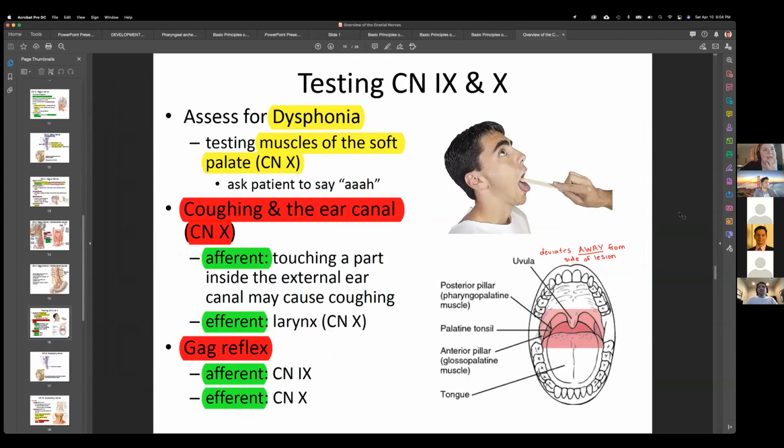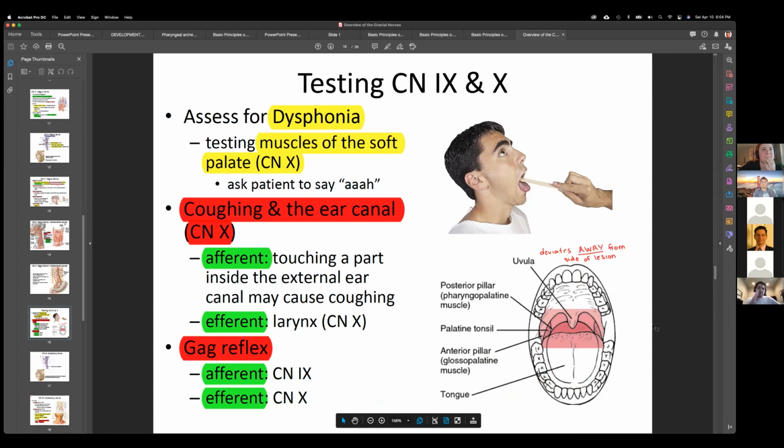And then we get into testing. Cough reflex: remember the afferent branch here. Coughing is going to be 10, a little bit lower down. Gag is going to be higher up. Afferent's 9, efferent's 10. Make sure you have those straight.